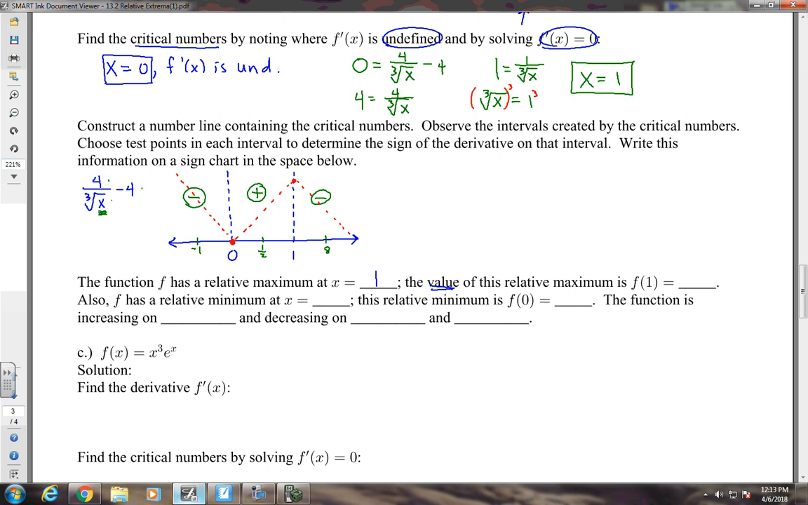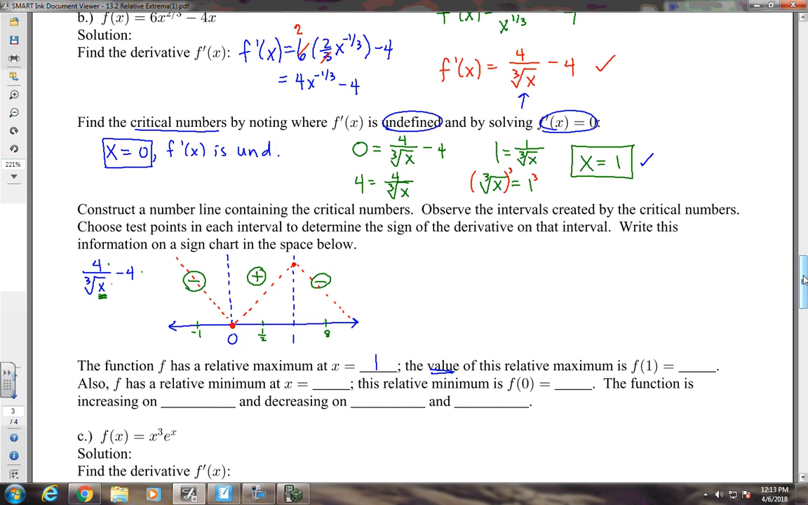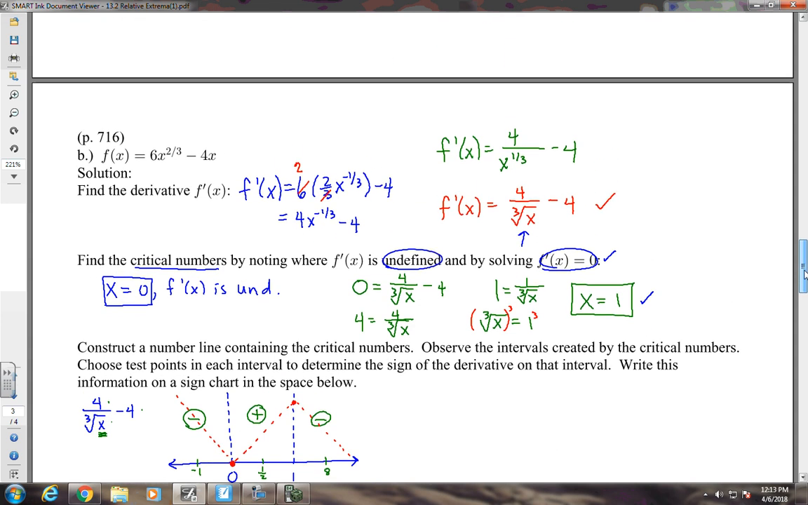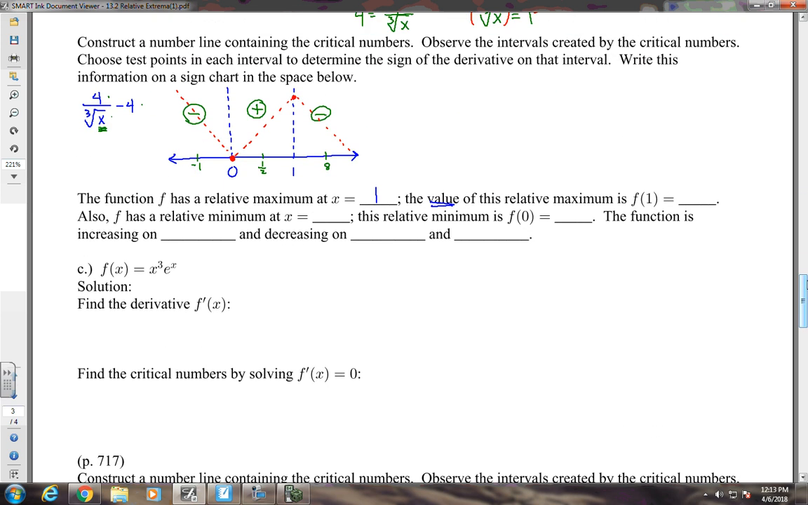The value of this maximum is, now, I don't want to plug that back into my derivative, because if I plug it back into my derivative, I'm going to find out my derivative is 0. That's where that number came from. So to get the value of my function, I got to go all the way back to my original function. And I'm going to plug 1 in for x. Now remembering that 1 to any power is always 1. Ultimately here we have 6 times 1 to the 2/3, which is 6, minus 4 times 1, which is 4. So 6 minus 4 equals 2. So the function value there is 2.